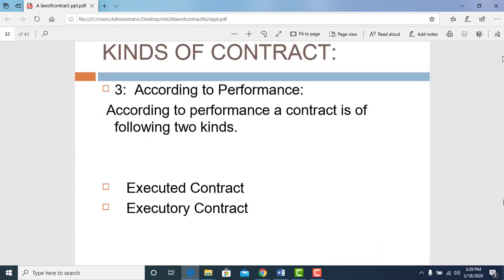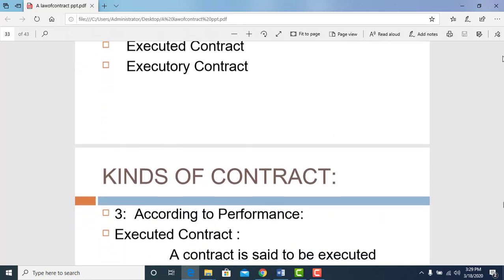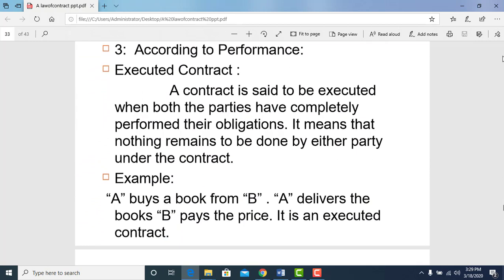Now, the third type of contract, according to performance. According to performance, a contract is of the following two kinds: executed and executory contract. An executed contract is said to be executed when both the parties have completely performed their obligations. It means that nothing remains to be done by either party under the contract. Example: A buys a book from B. A delivers the book. B pays the price. It's an executed contract.